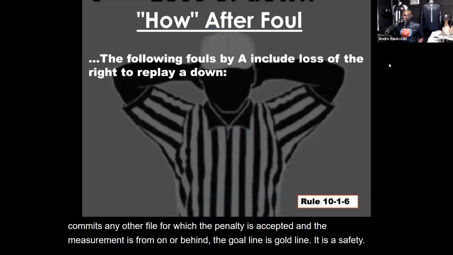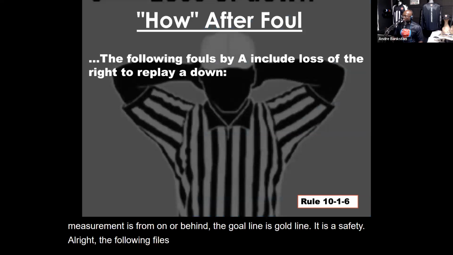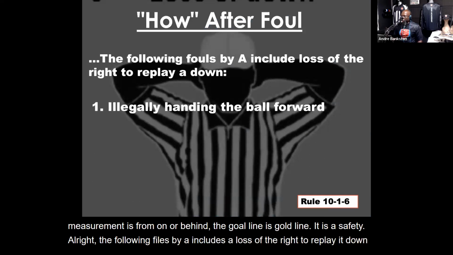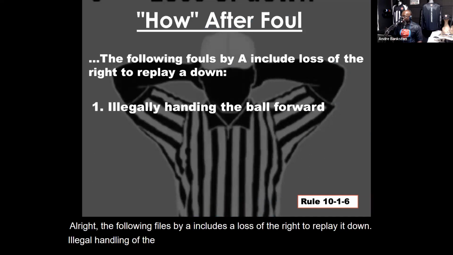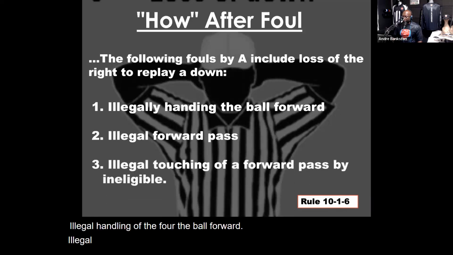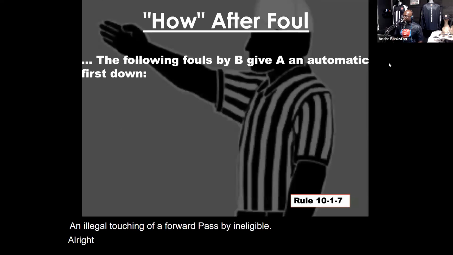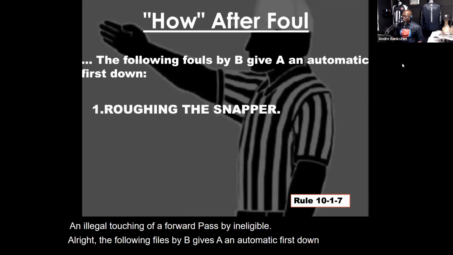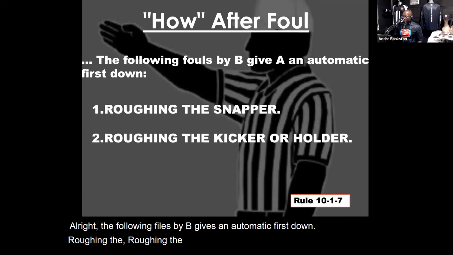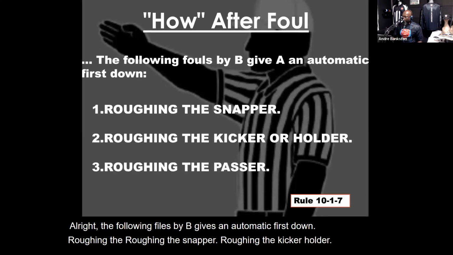The following fouls by A include a loss of the right to replay a down: illegal handling of the ball forward, illegal forward pass, and illegal touching of a forward pass by an ineligible. The following fouls by B give A an automatic first down: roughing the snapper, roughing the kicker or holder, or roughing the passer.